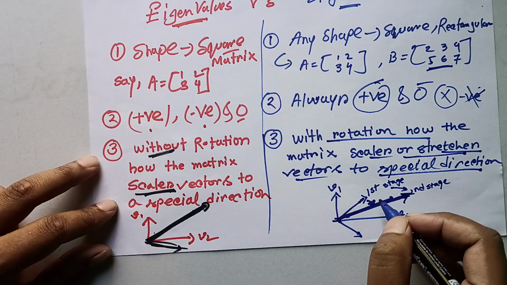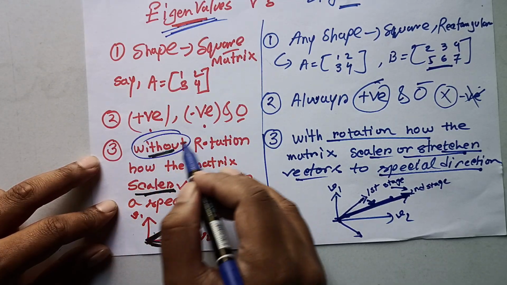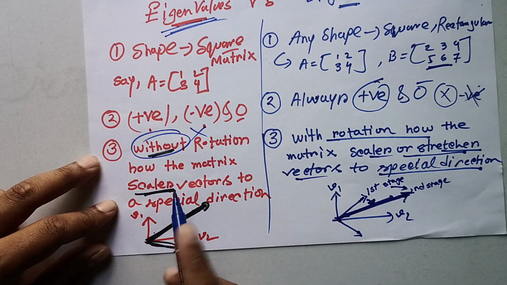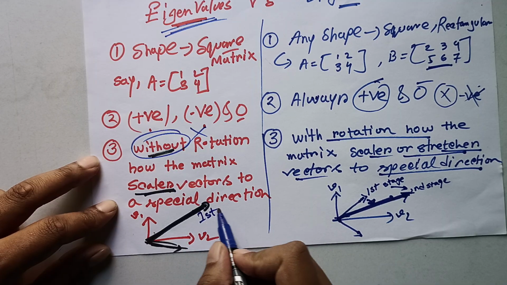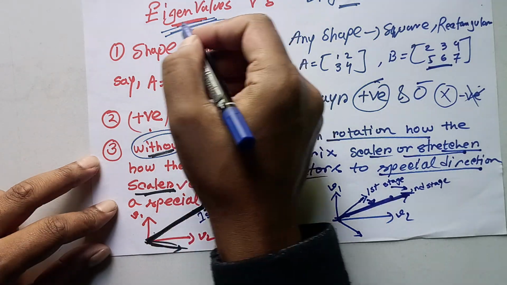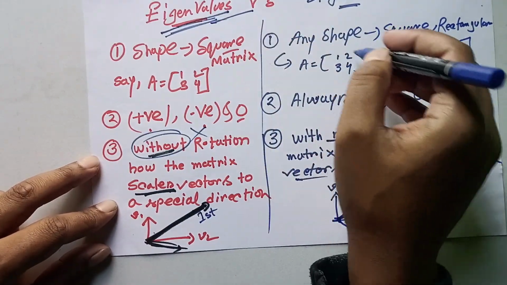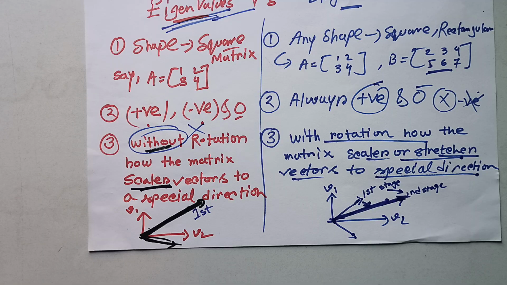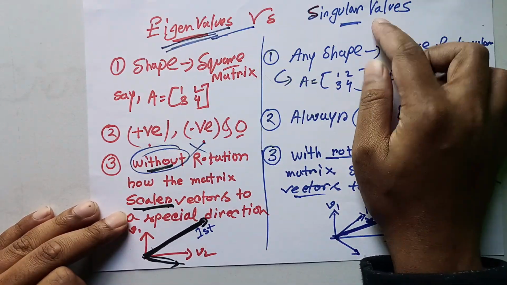So in the case of eigenvalues, we never rotate. At the very first stage, we get our spatial vector, which is the eigenvector, and which gives us the eigenvalue. So basically that is the basic and major difference between eigenvalues and singular values.